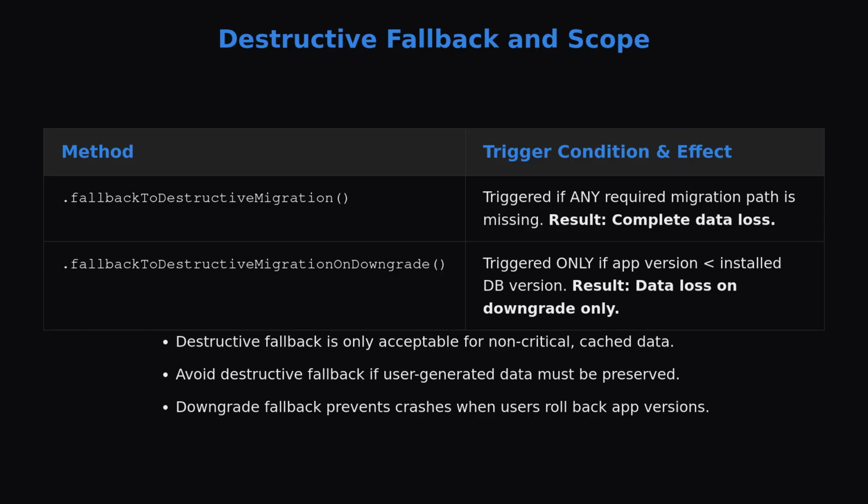For handling application downgrades, where a user installs an older application version, use fallbackToDestructiveMigrationOnDowngrade. This specific fallback only triggers when the installed database version is higher than the version defined in the application code. It prevents crashes during version rollbacks while still incurring data loss for the downgraded version.